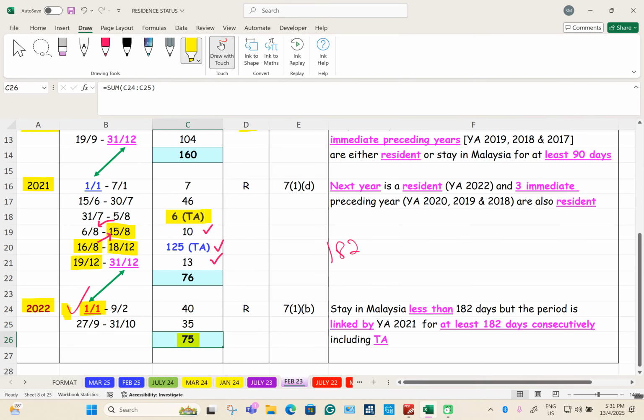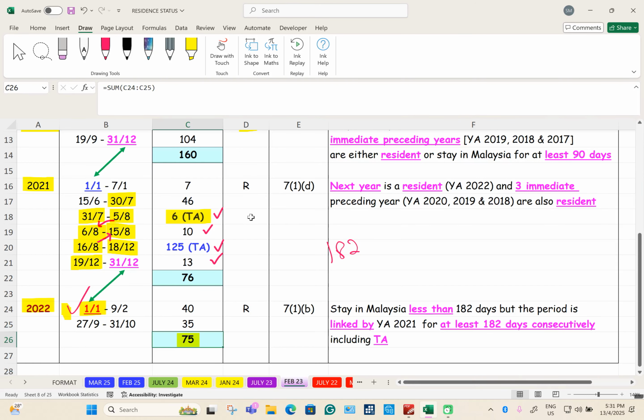Guys, this is TA, right? Just now I said what? If you want to use this TA, you want to add this TA, make sure you check. Before and after TA, she was in Malaysia. So TA start 31st July. So 30th July, she was in Malaysia, right? Okay, last TA 5th August. So after TA 6th August, she was in Malaysia, isn't it? Okay. Now, we accept these 6 days.